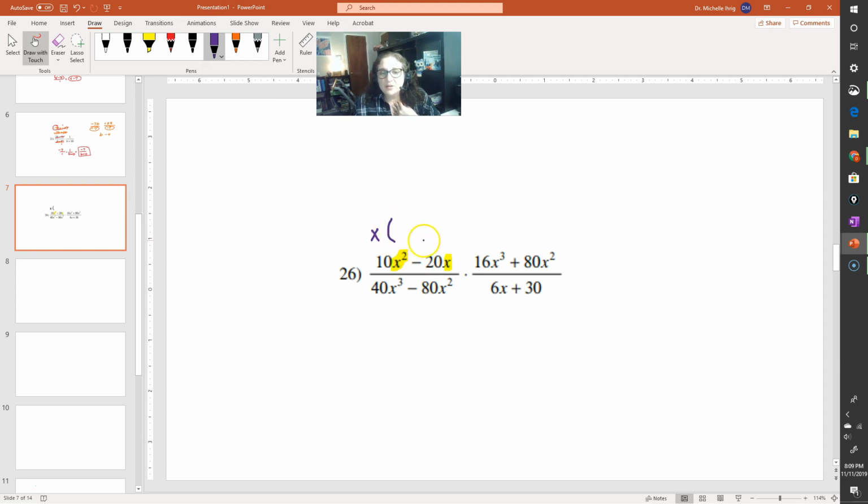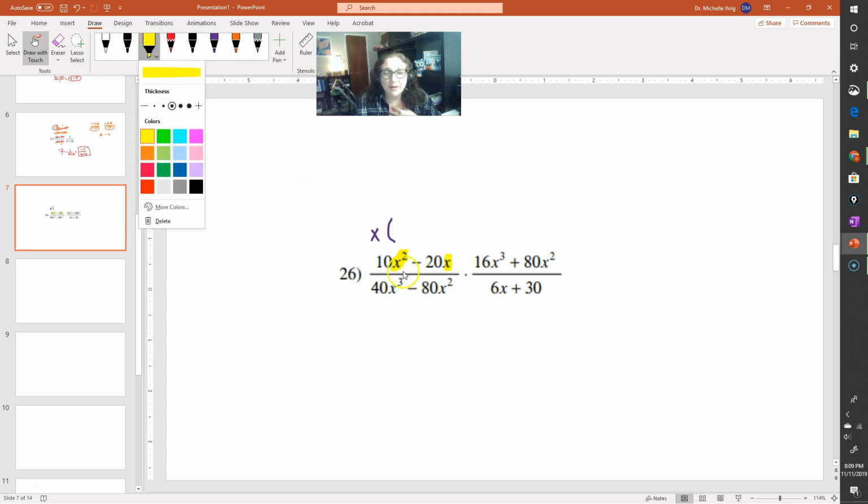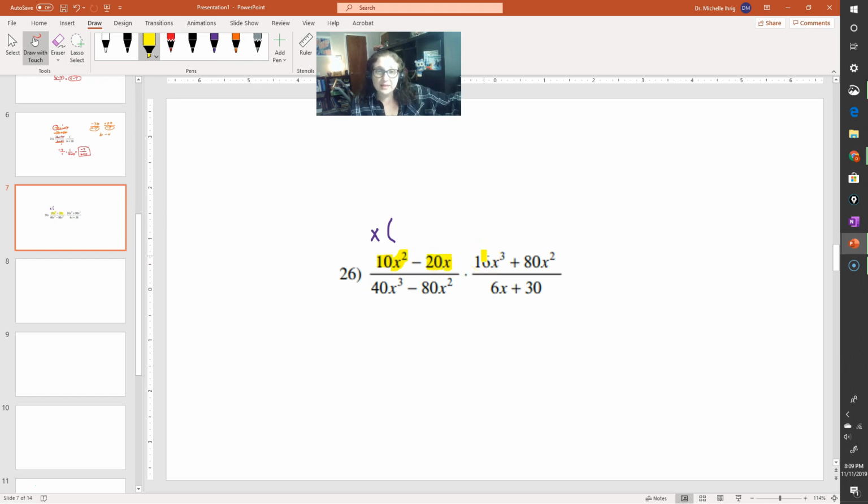Well, what else do they have? Well, I notice that they also have the 10 in common because I know that 10 times 1 is 10, and I know that 10 times 2 is 20. So because they both have 10s in them, I also am going to pull out the 10.